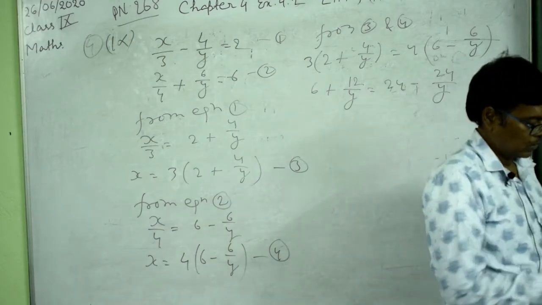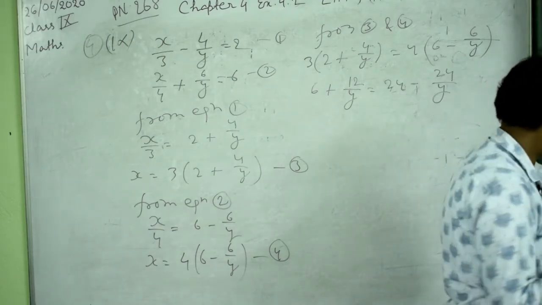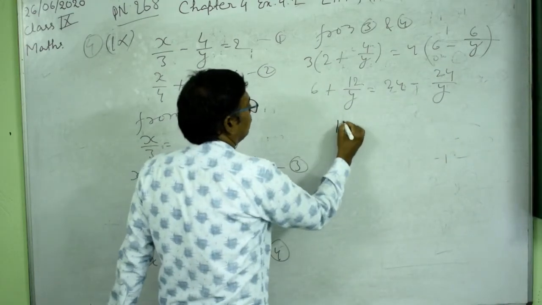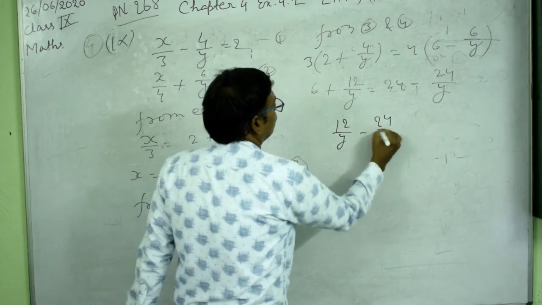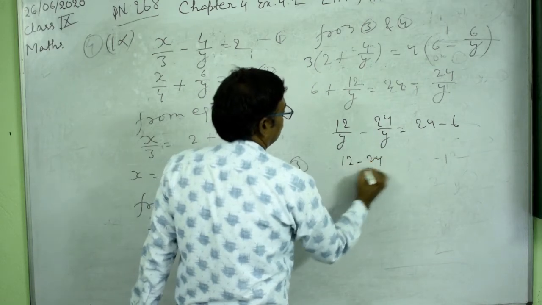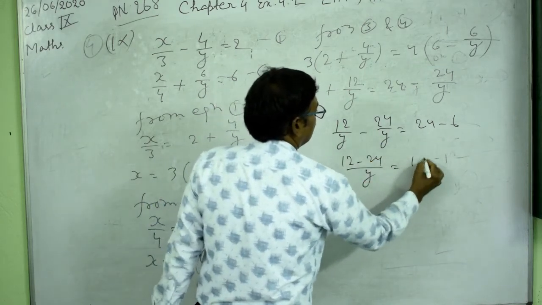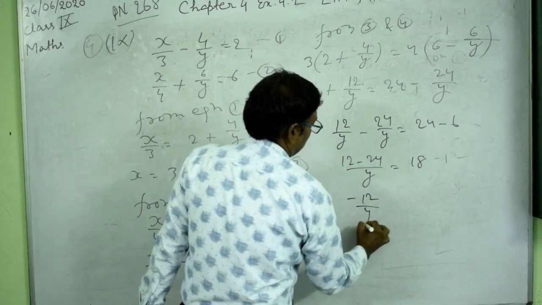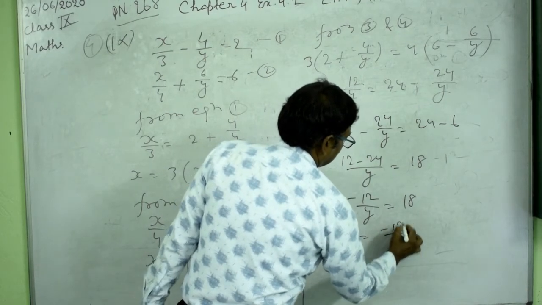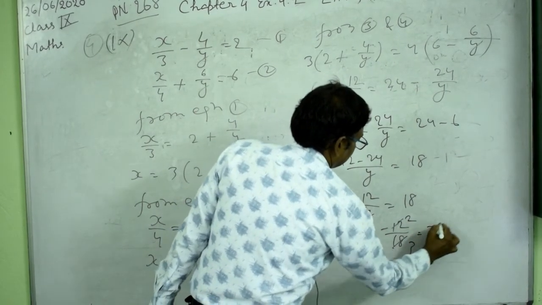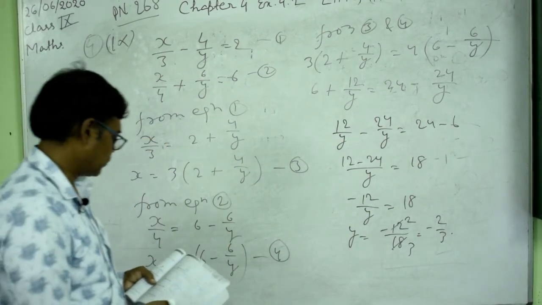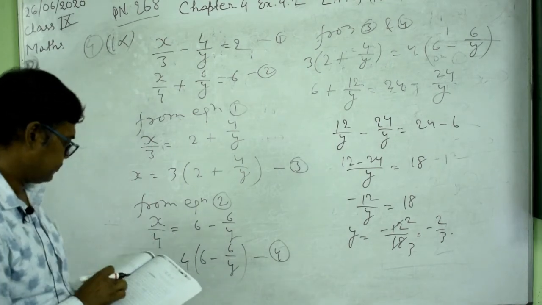So the pen is not working. Then you have here 12 by y minus 24 by y equal to 24 minus 6. Then minus 12 by y equal to 18. Then y equal to minus 12 by 18, which is minus 2 by 3. I think this is the answer. So let us check the answer. Okay. Question number 4.